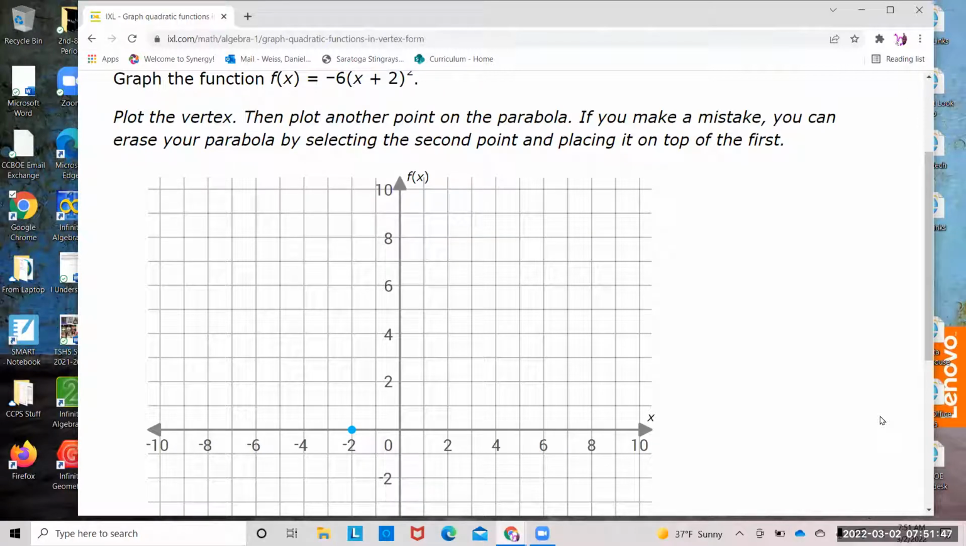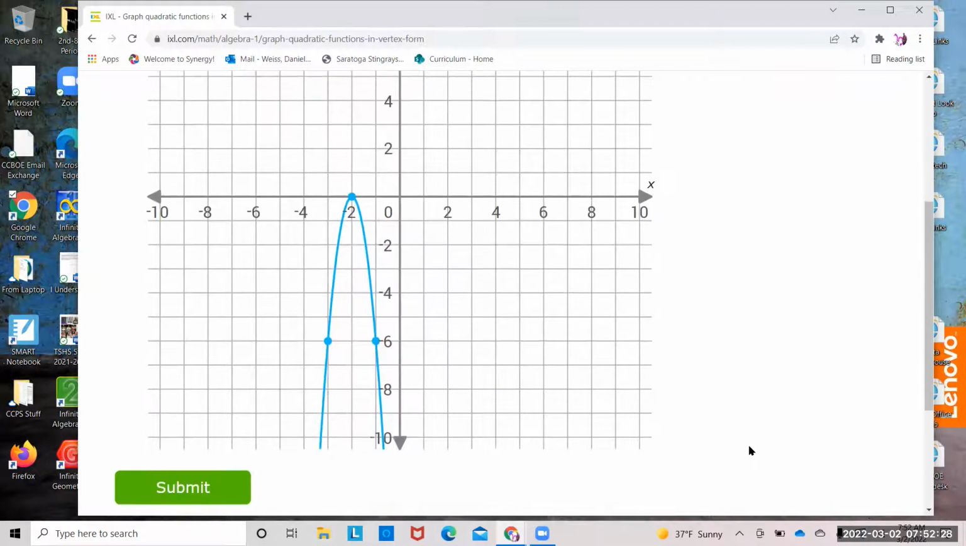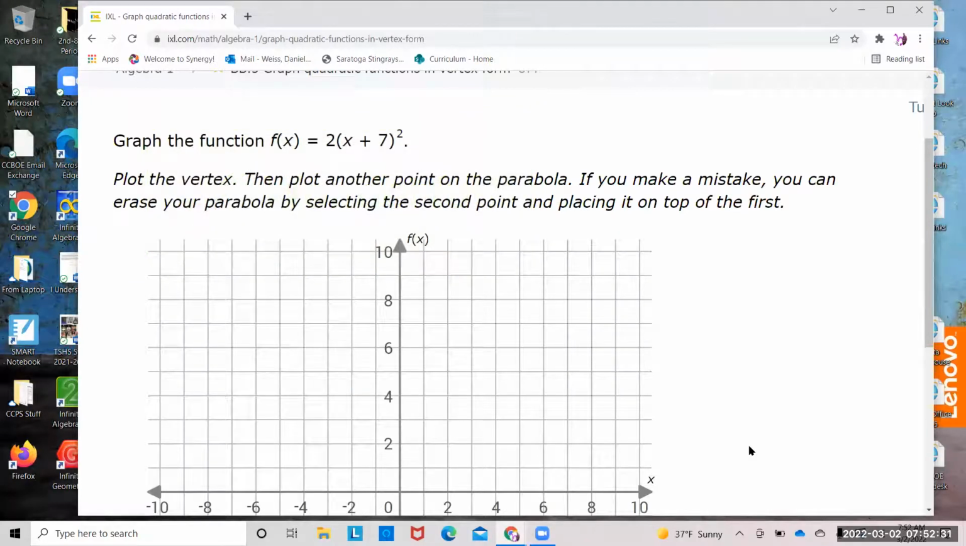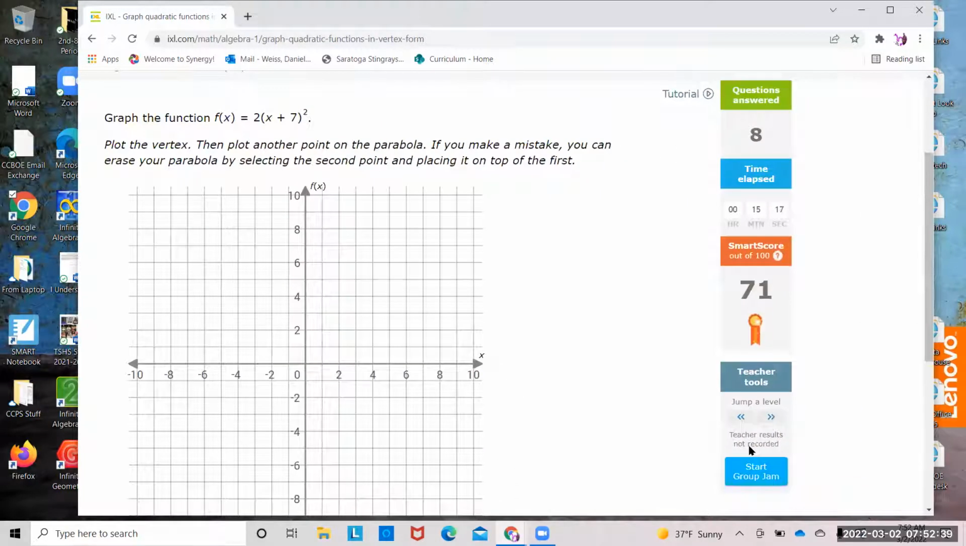I want to make 1 now. Does it make sense that I will go to negative 1, right? Negative 1 plus 2 is 1. Okay. 1 times 1 is 1. What's 1 times negative 6? Negative 6, right? So at negative 1, I'm going to go to negative 6. Can I have one more nod? Does that make sense? We good? Wonderful. I'm already at 71 on my SMART score. See that?